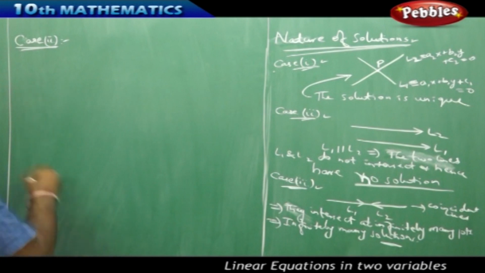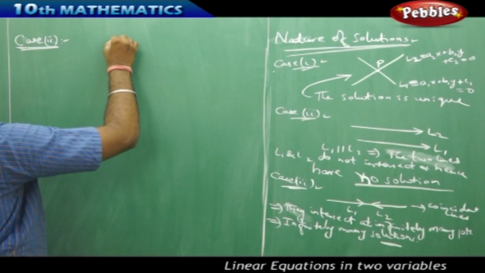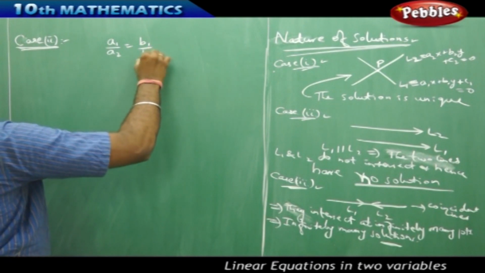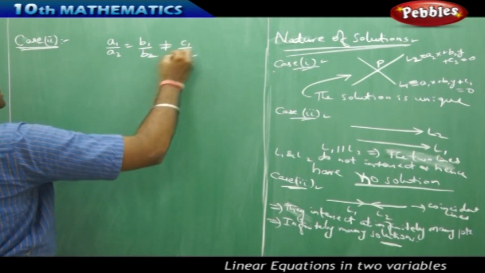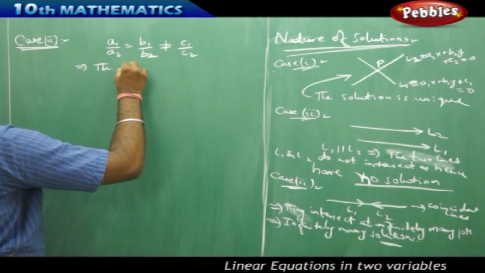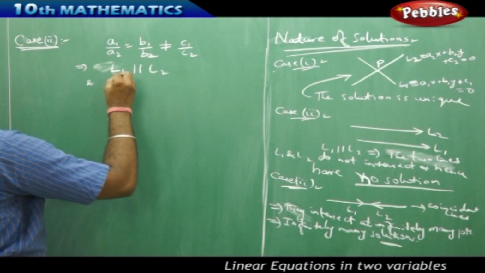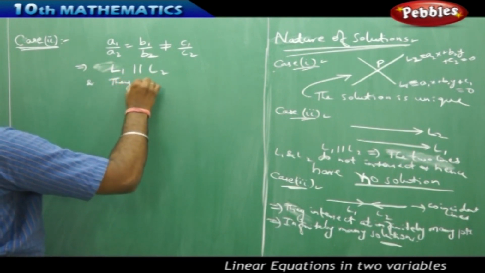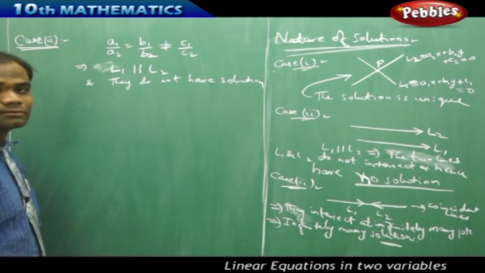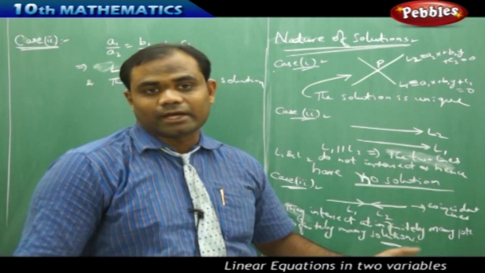Now let's see case 2 in general form, where the coefficients are connected to identifying the nature of solutions. So coming to case 2, let's take the condition. The condition says that if a1 by a2 is equal to b1 by b2, which is not equal to c1 by c2, that implies line L1 is parallel to L2 and they do not have a solution. As we have already seen, if the two lines are parallel, then they do not intersect and hence they have no solution.